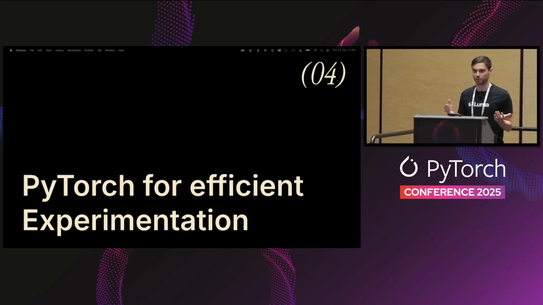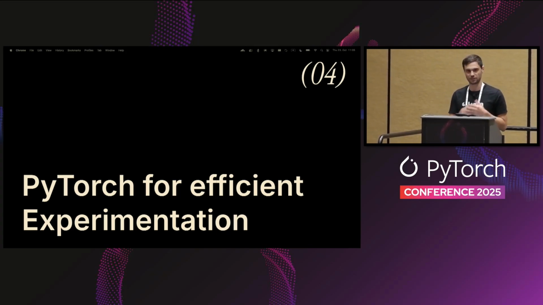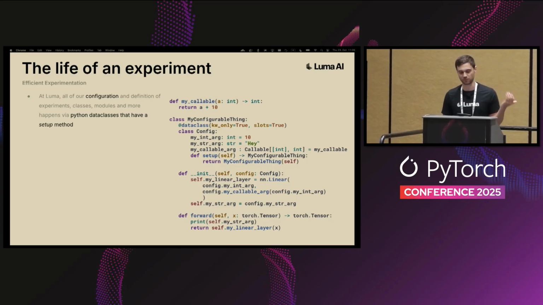So with these kinds of background things out of the way, let's chat about how we use PyTorch for things like efficient experimentation, which is one of the core strengths and why PyTorch has become so popular in the industry and in research. So at Luma, the life of an experiment can look something like this.